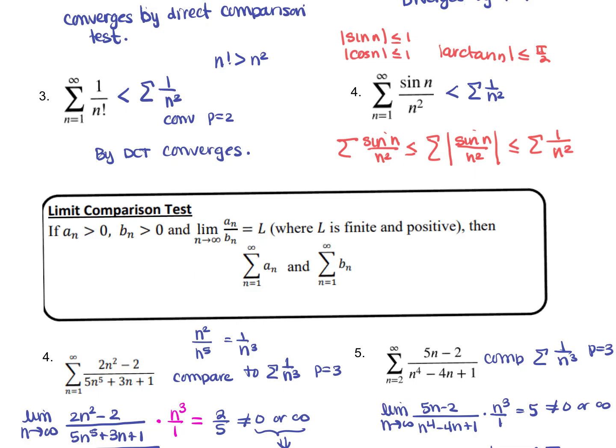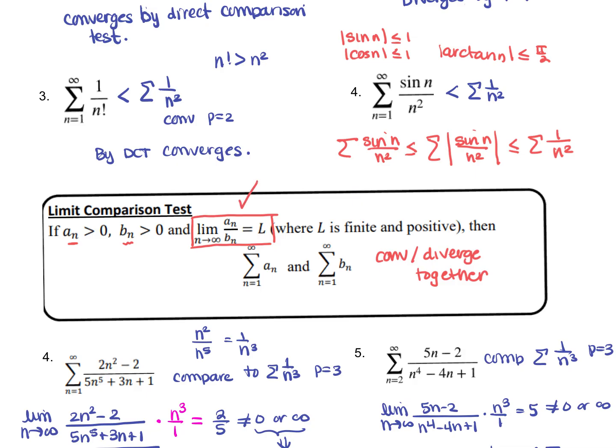So what you're going to do is you're going to have a sequence, and again, you're going to find some other sequence that looks similar to it that we know something about. If the ratio of those two, if that limit is finite and non-zero, then the series converge or diverge together. So if your comparison series converges, so does your original one. If the one you compared it to diverged, so does the original one.